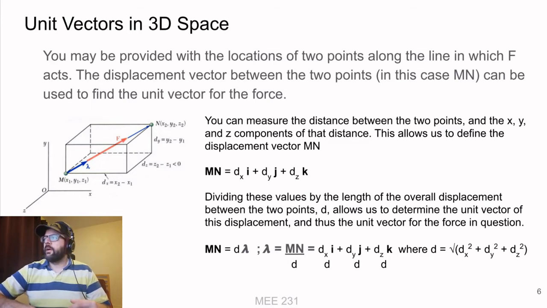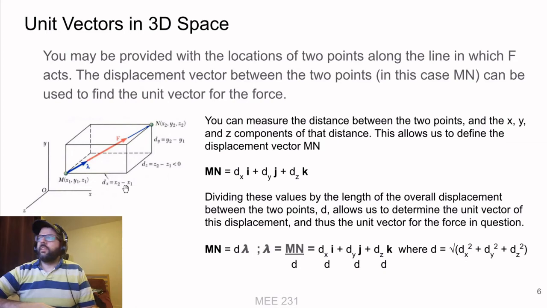So basically, we'll have these dx, dy, and dz. That's just the displacement along the x-axis between m and n. The displacement along the y-axis between m and n, right here. And the displacement in the z-axis between m and n. So from here to here. Keep in mind that those values can absolutely be negative.